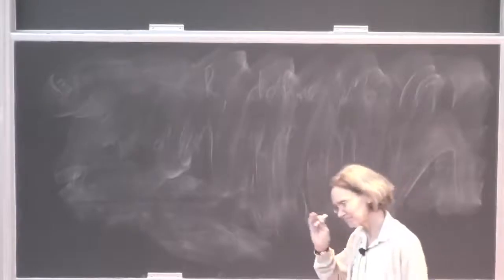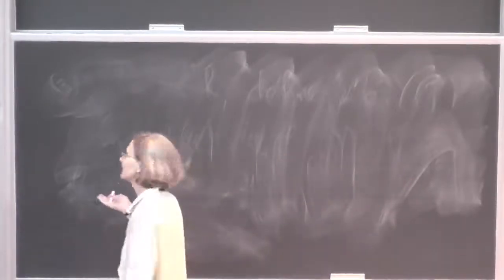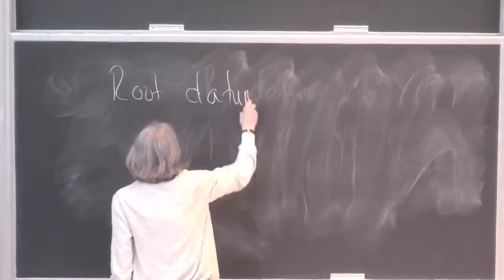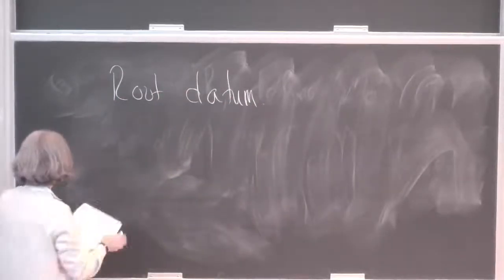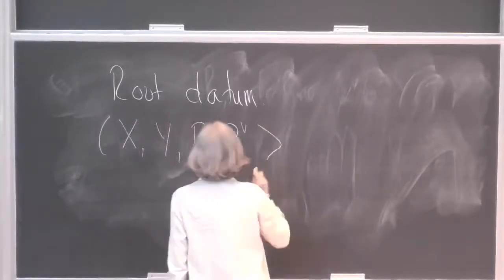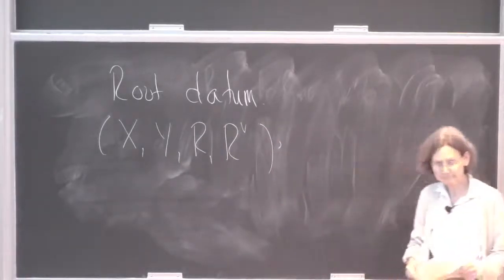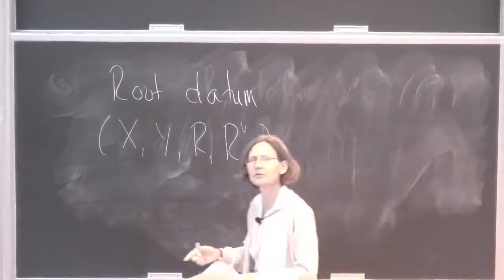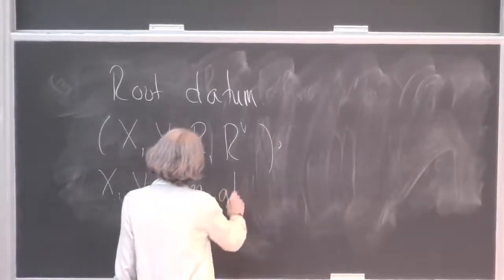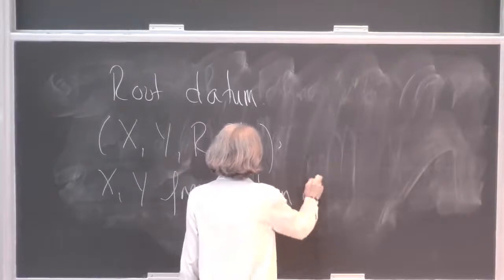Okay, so there exists a notion of a root datum, which is more complicated than a root system, but anyway, so root datum, and I'm not going to define it. But what the root datum should be is sort of like this: X, Y, R, and R check, a quadruple. And the X and Y should be free abelian groups of the same rank, X and Y free abelian of equal rank.